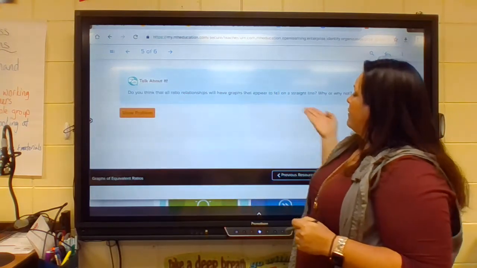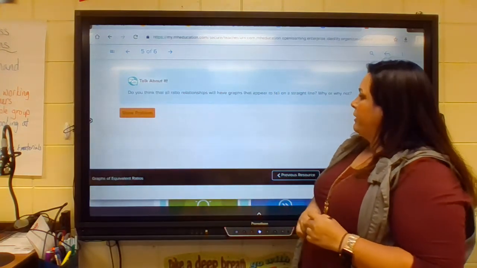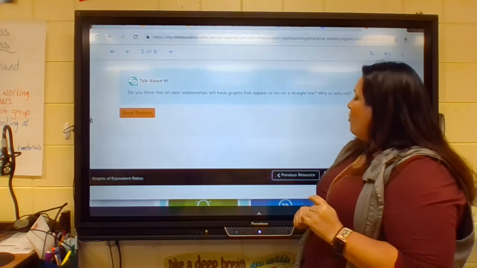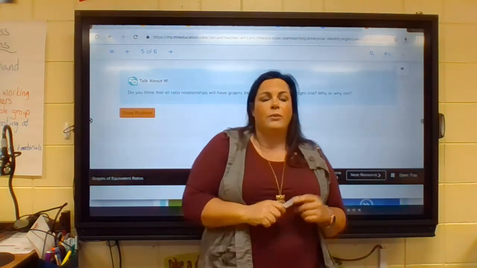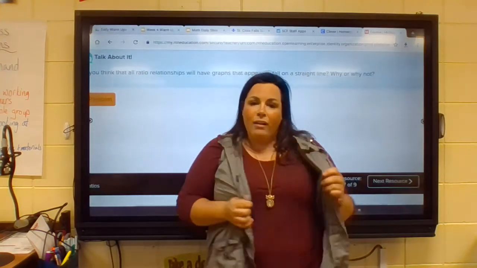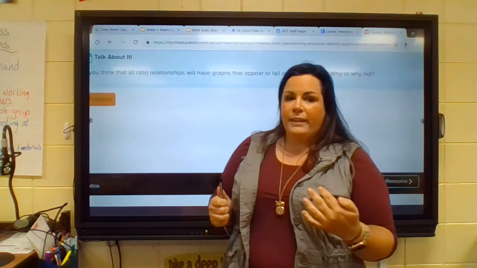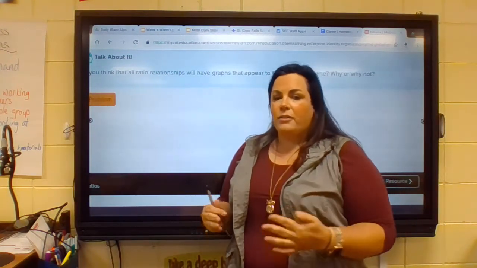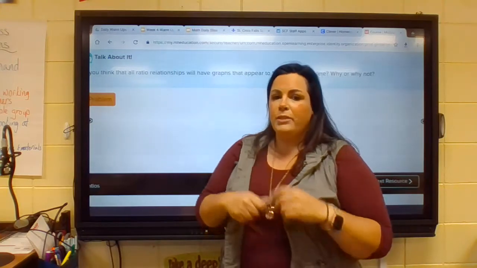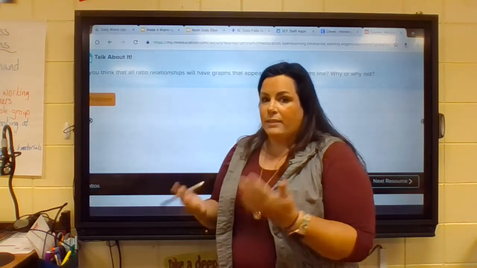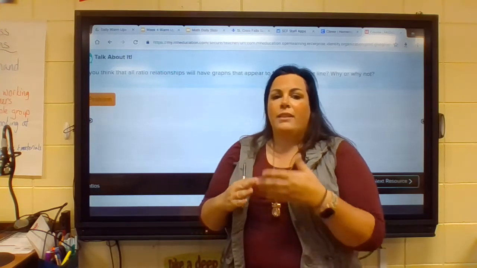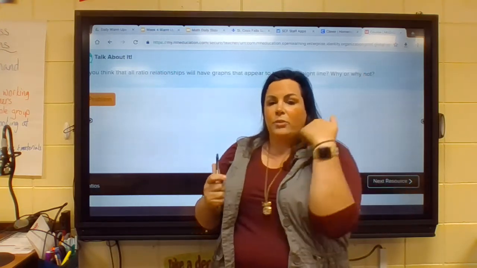So do you think that all ratio relationships will have graphs that appear to fall on a straight line? Why or why not? Well, remember what I said, kind of the proof of this is they are falling in a straight line. We can tell that because they are increasing the same amount every single time. So yes, this is true. This is a ratio relationship because we can see it fall in a straight line. So it should.